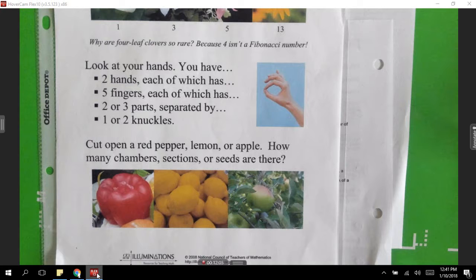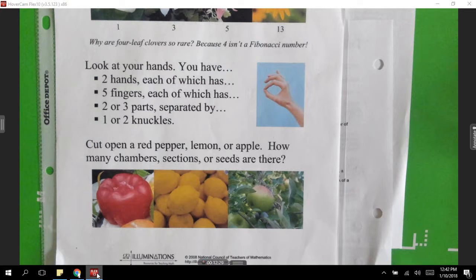If you take your hands, let's be more specific. You can have your point back. If you look at your hands, which you have 2 hands, that's going to be a Fibonacci number. You have 5 fingers, another Fibonacci number. You have 2 or 3 parts separated by 1 or 2 knuckles, still talking Fibonacci numbers. So even your hands are Fibonacci numbers.